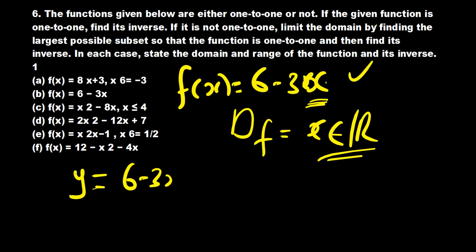So our x in this case will be y minus 6 over negative 3. Okay, so now what are we going to have? So the inverse in this case, you only have a constant down there, so it means y exists also for everything.